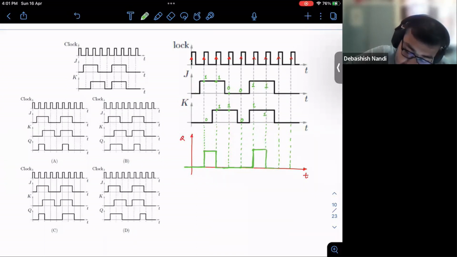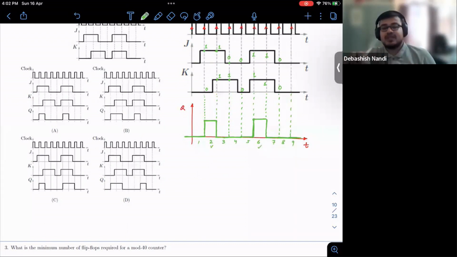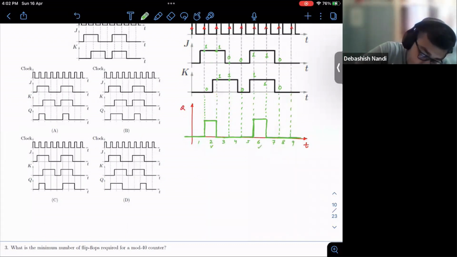Fine. So it will go like this, and then at this place it will again sample 0 0. So it will hold it till this value, and after that it holds. Fine. So your output will be something like this. So this is, if I say 1 2 3 4 5 6 7 8 9. Okay. So at 2 and 6 you have positive pulses. So this is 1 2 3 4 5 6 7 8 9.